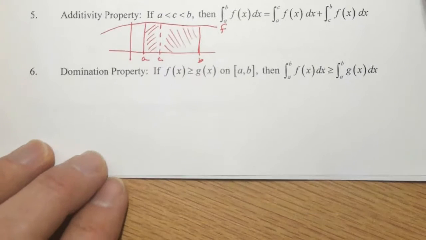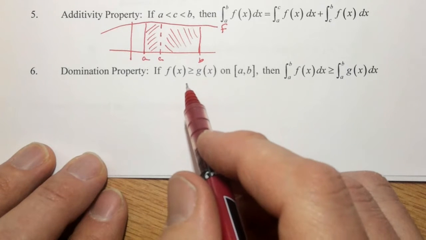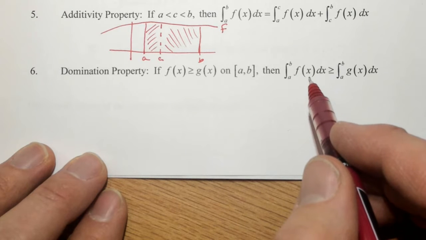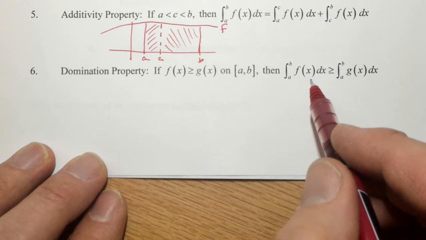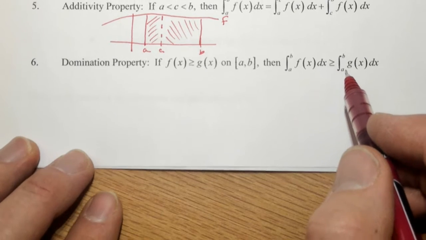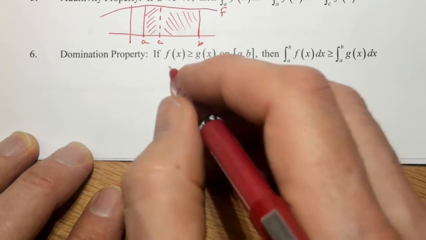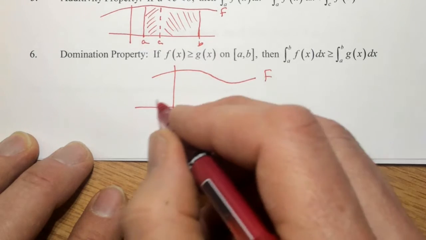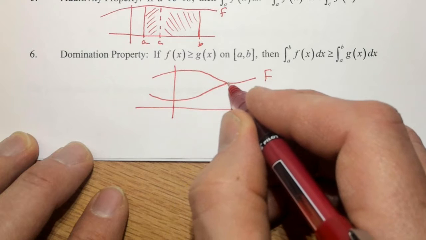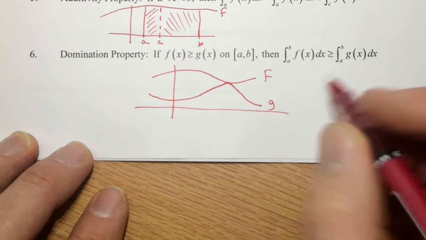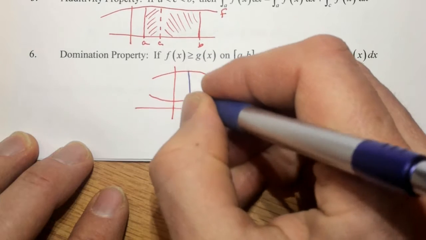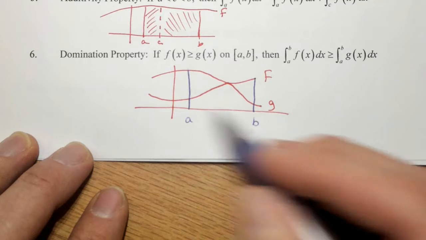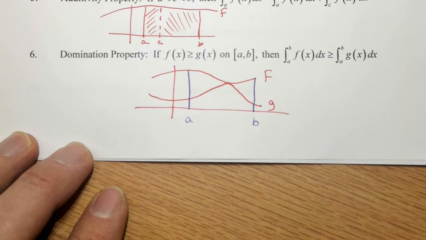And finally, we have the domination property, which says that if f is greater than or equal to g on the entire interval, then the integral from a to b of f of x dx will be greater than or equal to the integral from a to b of g of x. So what we're talking about here is we have a function f. There's f, and then we have g. We'll have g go up and meet it quickly and then back down. And we are interested from a to b. On this interval right here, the f function is always larger than or equal to the g function.